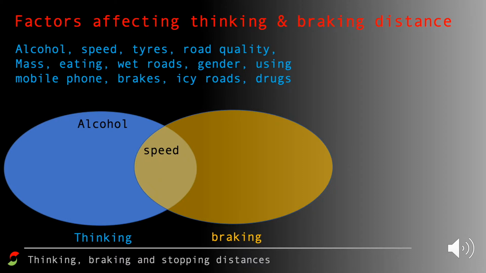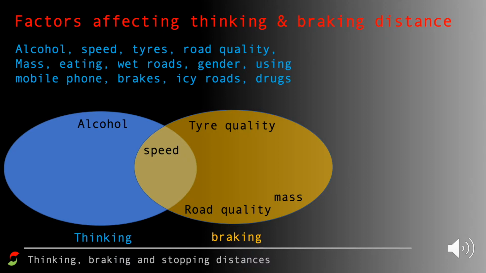Tyres, well, tyres is all about friction on the roads, which is all about braking. So tyre quality is braking distance. Road quality is exactly the same. It's all about friction on the road, so it's about the braking. Mass, well, mass is about kinetic energy, a half mv squared. So remember that the brakes are trying to reduce a half mv squared to 0. So that's all to do with braking, nothing to do with thinking.